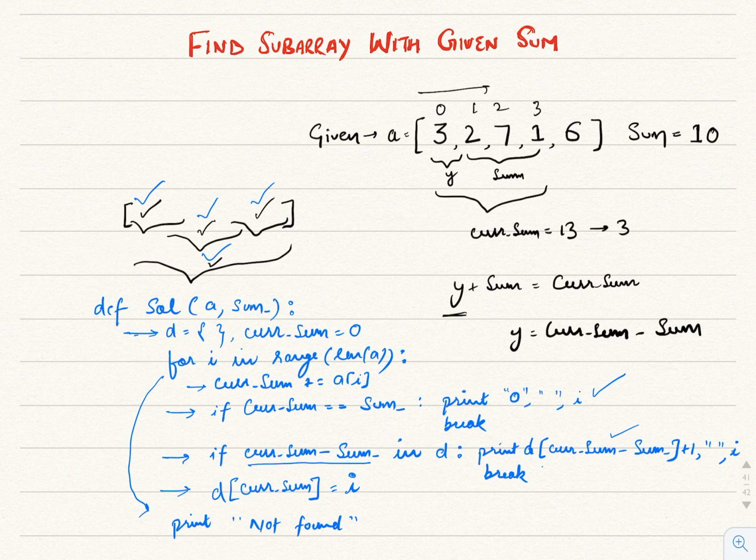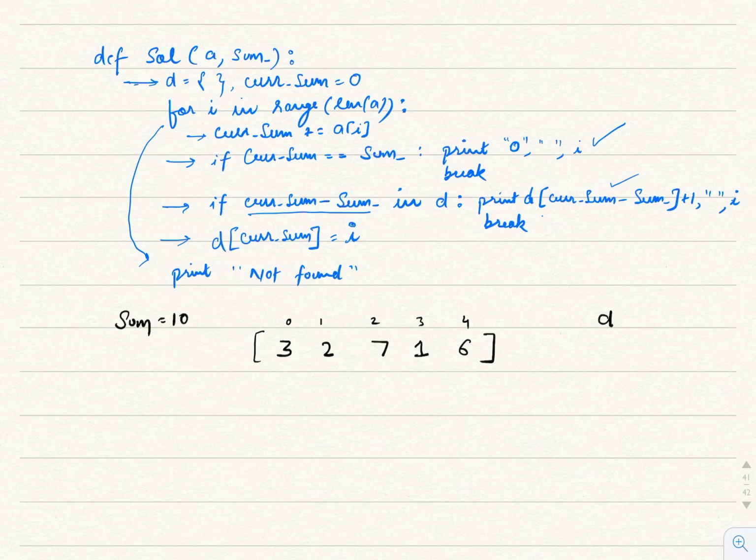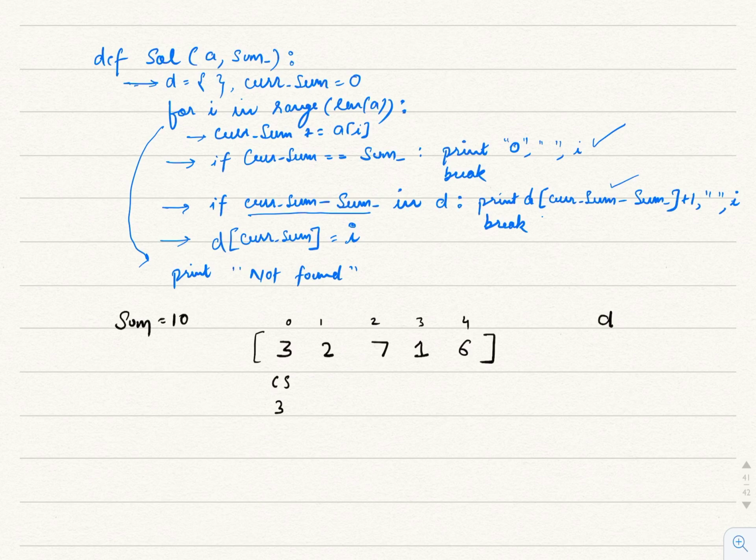Next, let's dry run this code on the given example. So let's start from index 0. The current sum at index 0 will be 3. Is the current sum equal to the given sum? No. And is current sum minus the given sum present in the dictionary, which is 3 minus 10, that is minus 7? No. So what we'll do is put the current sum in the dictionary and assign the index to it, which is 0.